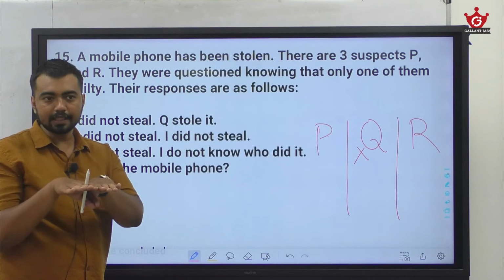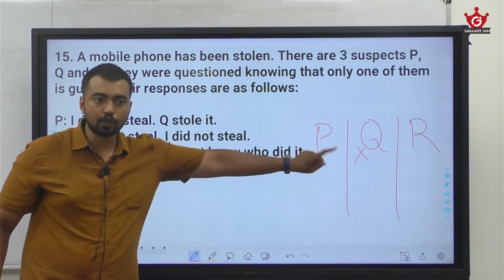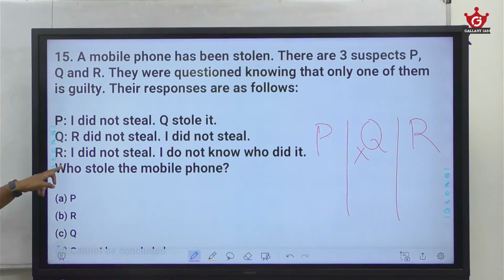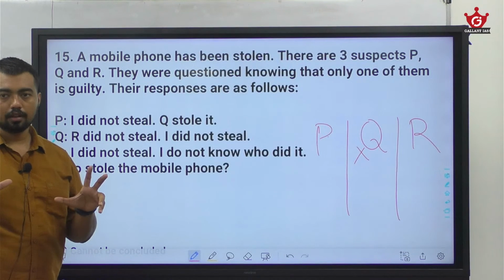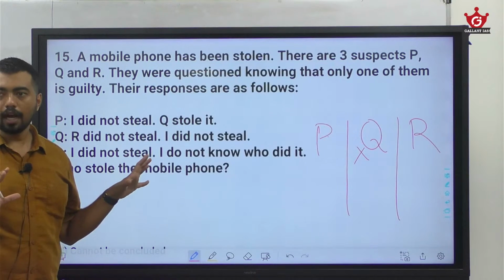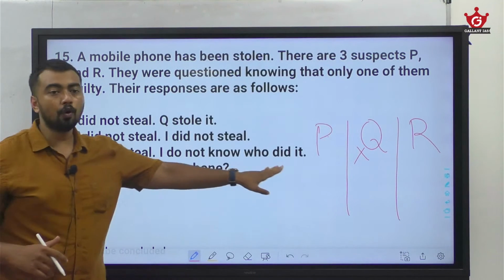It doesn't satisfy each other, right? So we are assuming that Q is not the culprit. Now next one. R says that I did not steal. What does it mean? R is the culprit. That's what we are getting from this statement. R is the culprit.